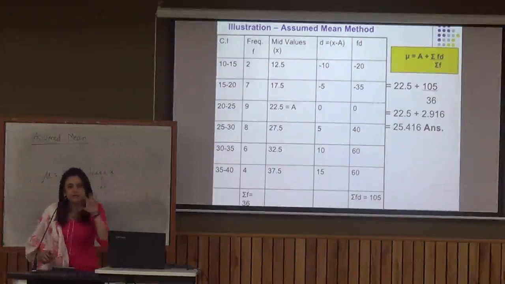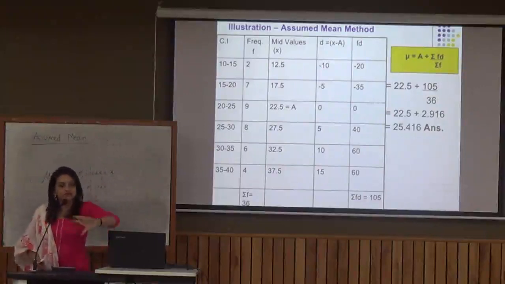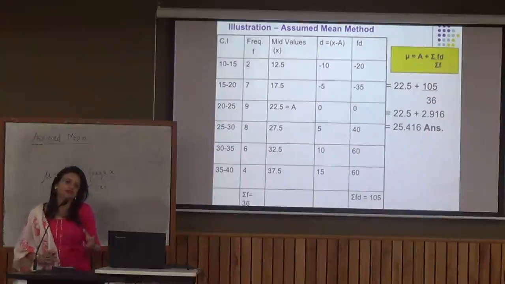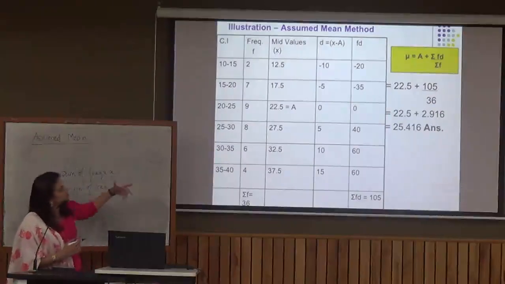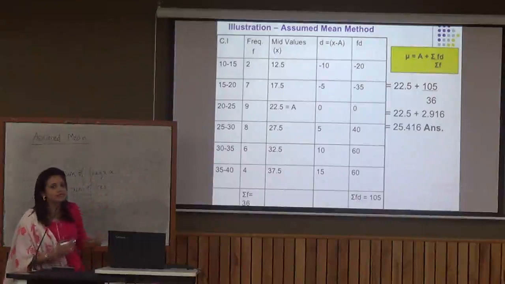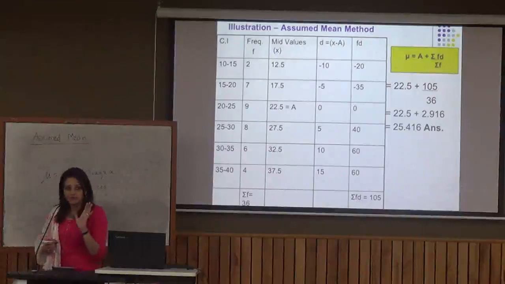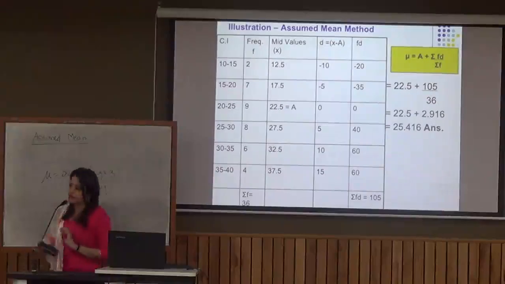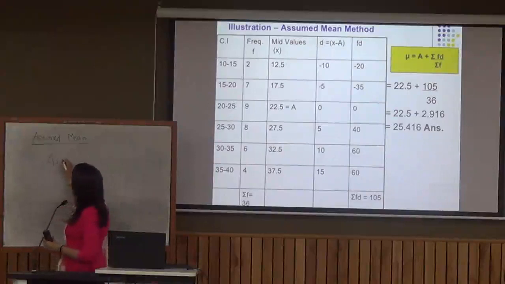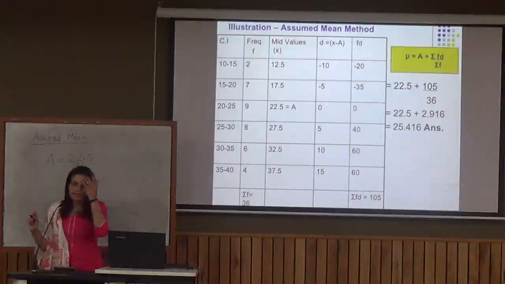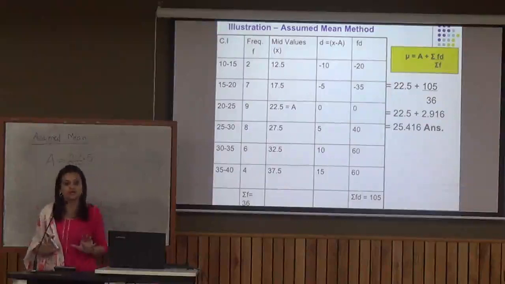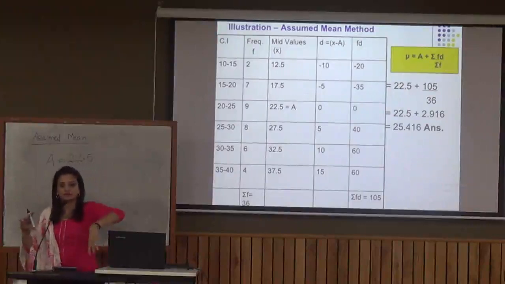The middle value amongst these x should be our assumed mean. Now the mid value here can be either 22.5 or 27.5, you take any. So let us say that the assumed mean is 22.5. That is, it is my assumption right in the beginning that my mean is going to lie somewhere around 22.5, right?